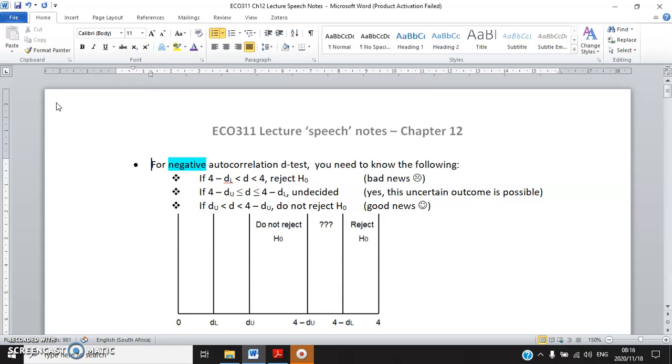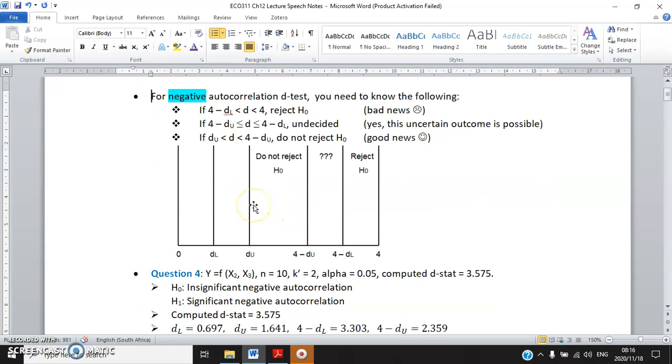Okay, then let's take a break, and when we return, we will deal with the other side of the d-test, which is negative autocorrelation. And then finally, we will look at the remedy, how to get rid of significant autocorrelation by means of GLS, generalized least squares.